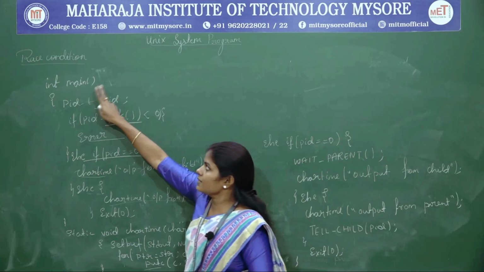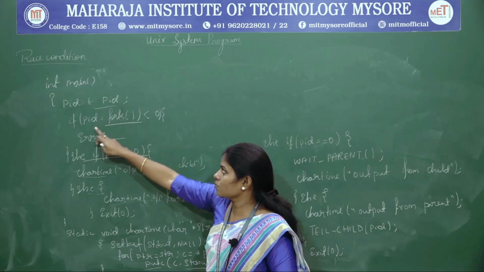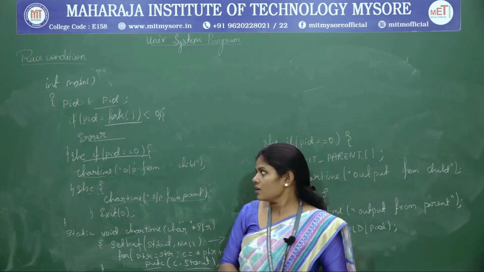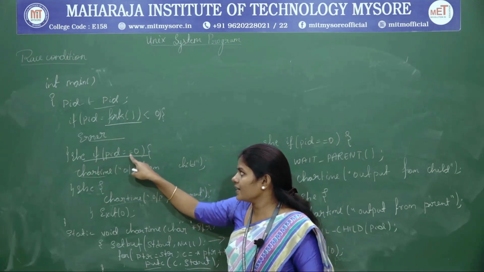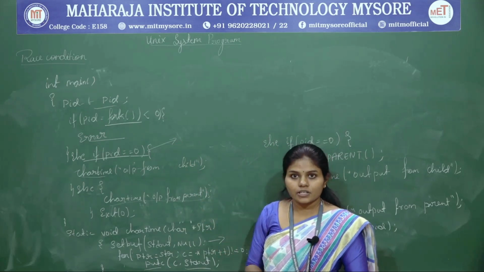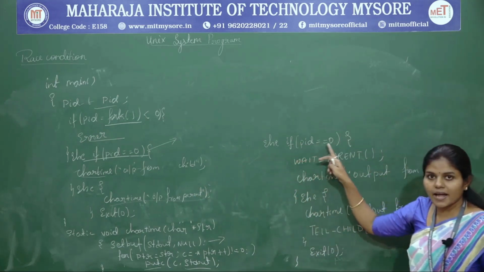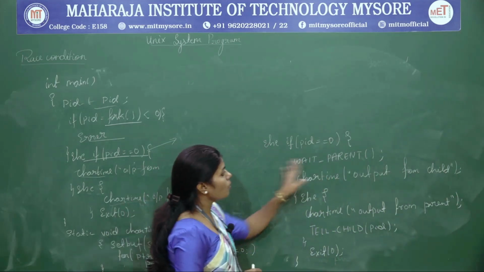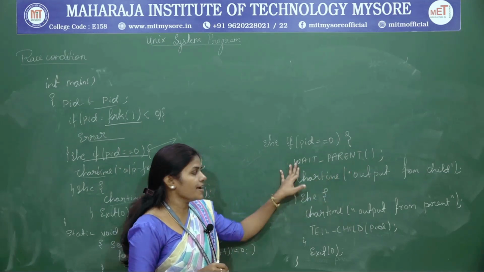See here, first int main, then I am going to declare the PID, process identification number. After that I am going to call the fork command for creating a child, right? Now if it is less than 0, then error. Else if PID is equal to 0, after this statement there was a race condition, right? To avoid that, in the else if PID is equal to 0 branch, I am going to tell the parent to wait.